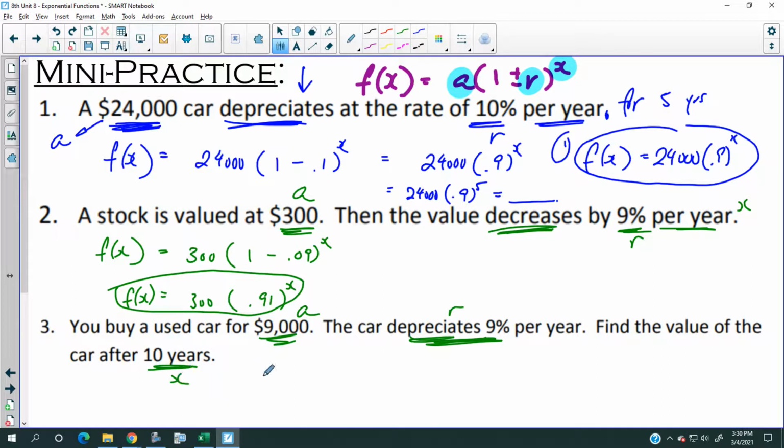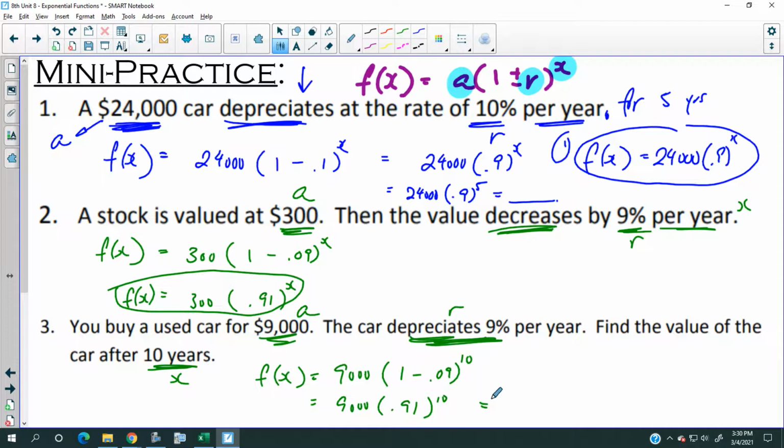So let's rewrite that. F of X, so A is 9,000. Depreciate, so 1 minus, oh, it's the same amount, 9%, so 0.09. And now we finally know how many years this is supposed to go on. So let's keep going. 9,000 times 0.91 to the 10th power. Now let me go to my calculator.